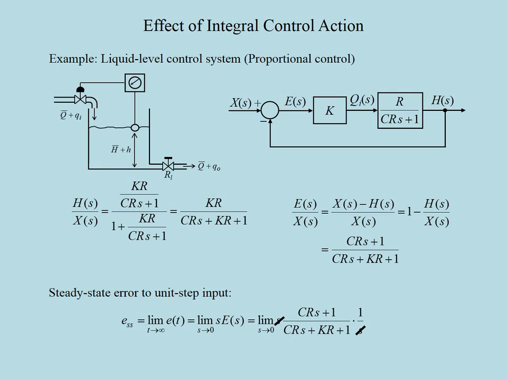We can cancel the s terms in the numerator and the denominator to obtain the steady state error to the unit step input as 1 over 1 plus KR. So zero steady state error cannot be obtained under proportional control. Nevertheless, the error can be made as small as desired at the expense of increasing the proportional gain.